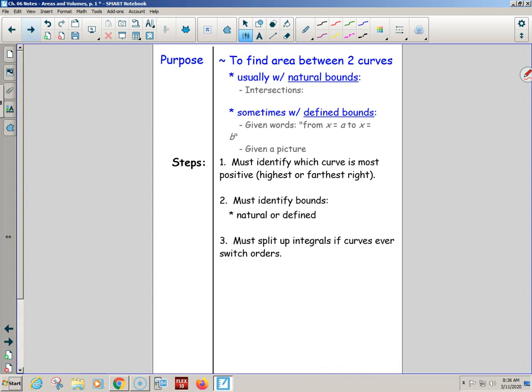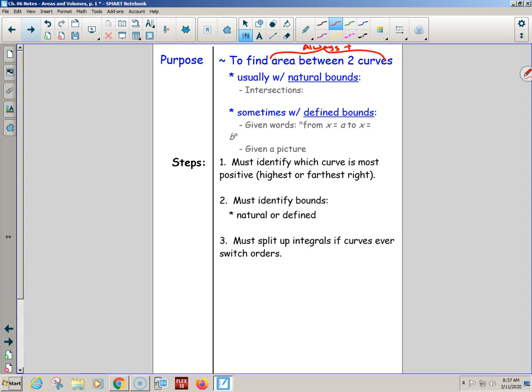So the purpose of this section is to find the area between two curves. I already talked about that. You might also want to note that area between two curves is always going to be positive, which is why we're going to be throwing some absolute values in and watching out for intersections, etc.